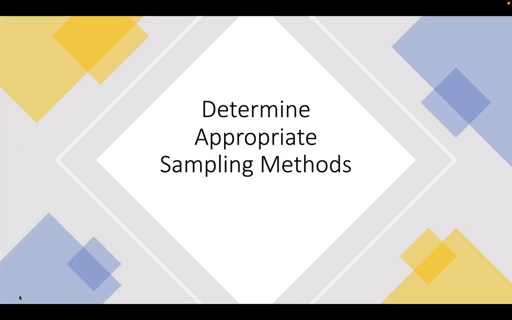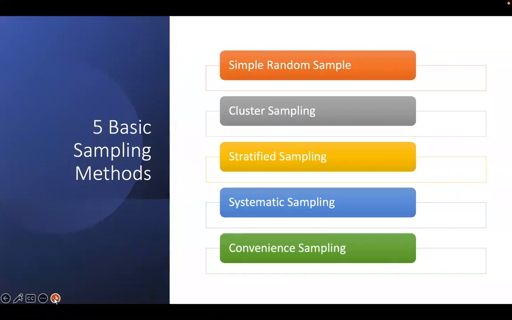Determine appropriate sampling methods. We're going to talk about 5 basic sampling methods in this video. We're going to start with a simple random sample, cluster sampling, stratified sampling, systematic sampling, and end with convenience sampling. Well, let's jump right in.